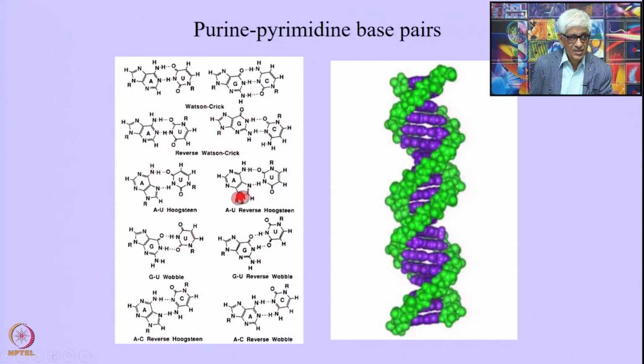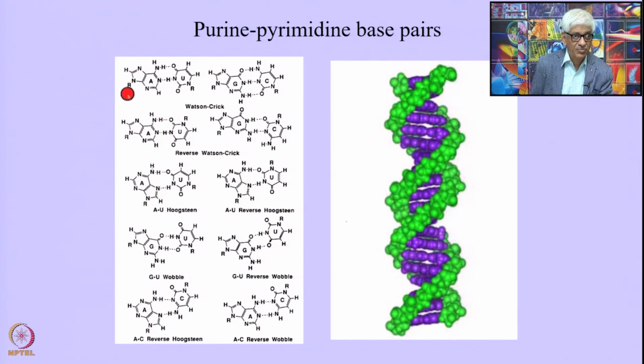And then look at this, this is the AU Hoogsteen base pairing. Hoogsteen base pairing, what happens here? The NH is base paired to this, and the configuration is the same here, okay. Now this is the purine ring and it is this nitrogen, the 5 membered ring nitrogen, that is involved in the hydrogen bonding with this NH here, okay. Whereas in the other case it is the N of the 6 membered ring, whereas here it is the N of the 5 membered ring.